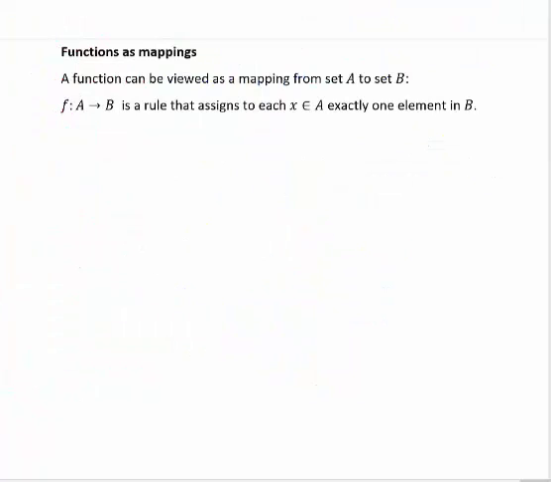The next topic we study is functions, and we're going to think of them a bit more abstractly as mappings from one set to another. A function can be viewed as a mapping from set A to set B, and this is the way that we say it. F colon A arrow B means that F is a mapping from A to B, and it is a rule that assigns to each X in A exactly one element in B.